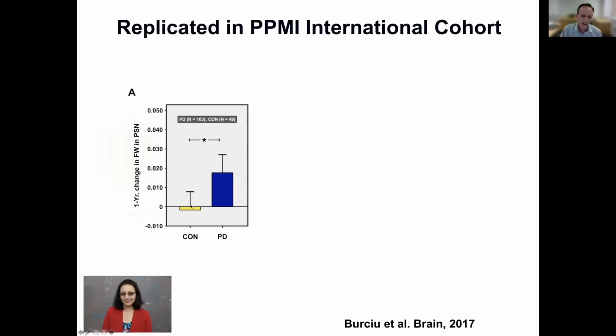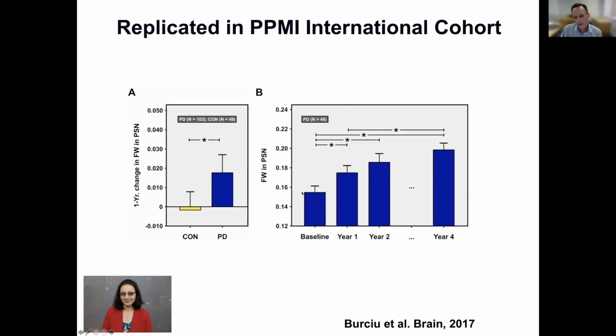And basically in yellow is the control group and blue is the PD group. On the y-axis here is the 1-year change in free water in the substantia nigra. And what this says is the control group did not change over that 1-year period of time, but the PD group did increase, similarly to the way we saw it before. If we then measure that group of PD patients that changed over 4 years, we can see that the substantia nigra keeps going up. The free water in the substantia nigra keeps going up year after year after year.